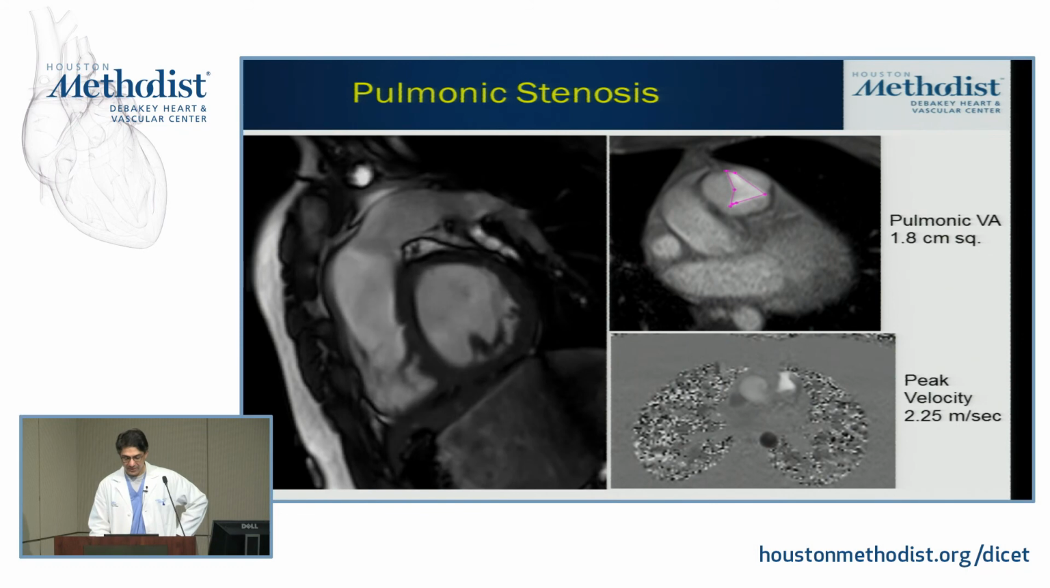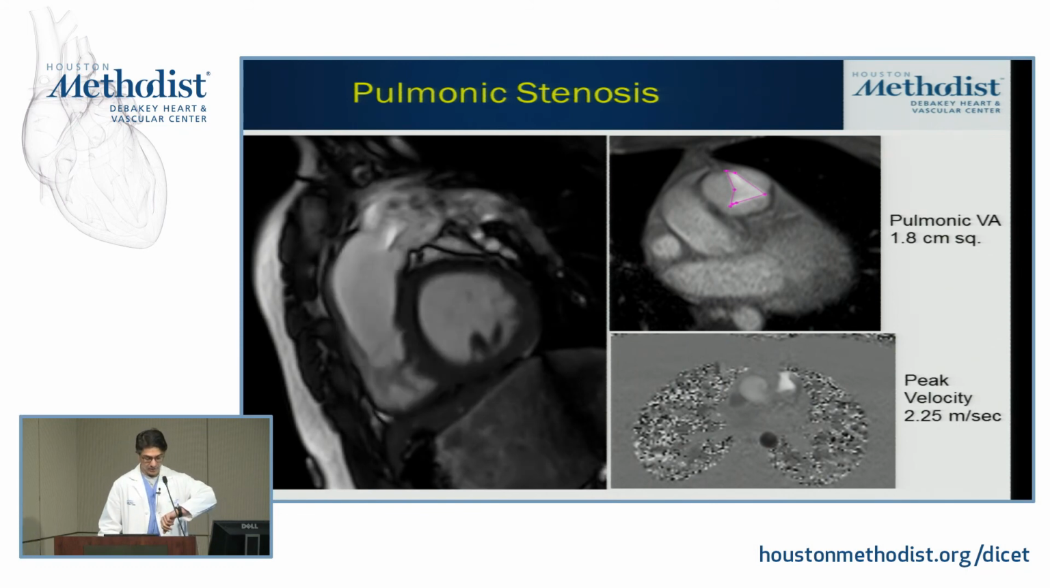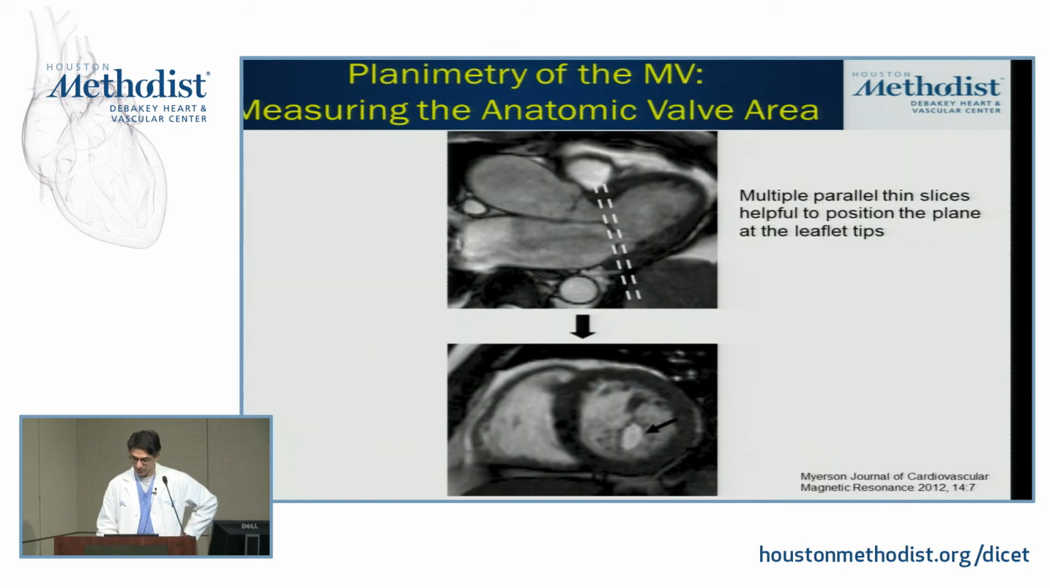Pulmonic stenosis is very similar to aortic stenosis. I know we're getting short of, we're over time, so we do it the same way. Mitral stenosis is also something we are able to do. Here you again want to make sure you are truly at the leaflet tips. You want to create several short axis slices of the mitral valve leaflets, truly identify the smallest systolic opening at the leaflet tips, and you're able to planimeter this.